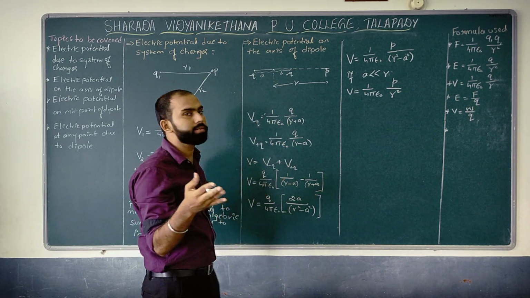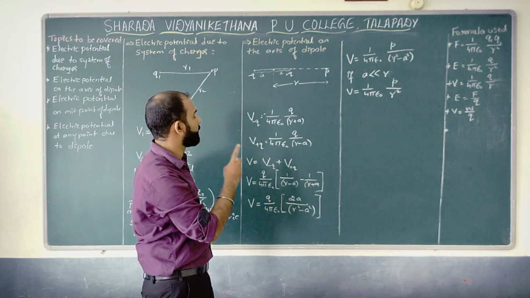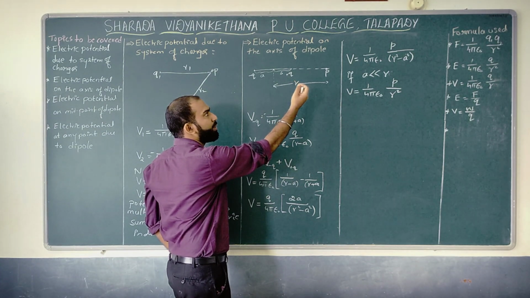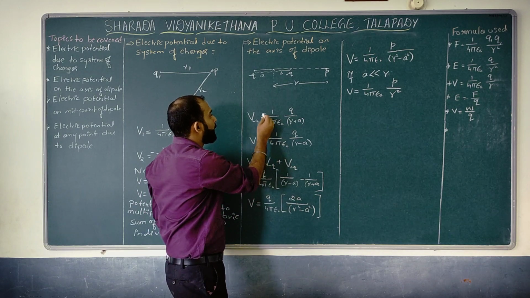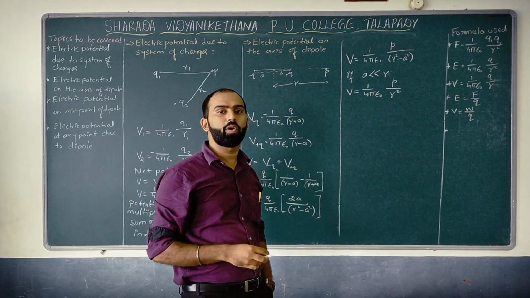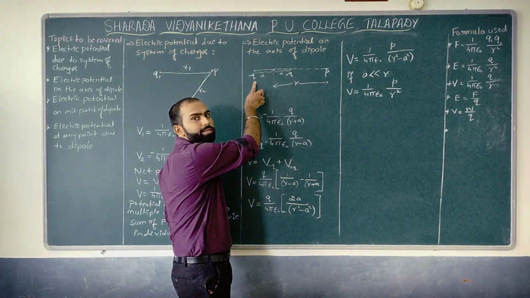So what should be the relation we can expect? Which is nothing but r plus a. So that's what I have taken, r plus a, the distance between point P and the charge we have kept over here. So with the negative sign, why does this negative sign come over here? Use your common sense, because we have taken a minus q charge over here.